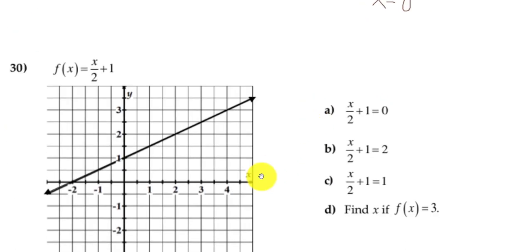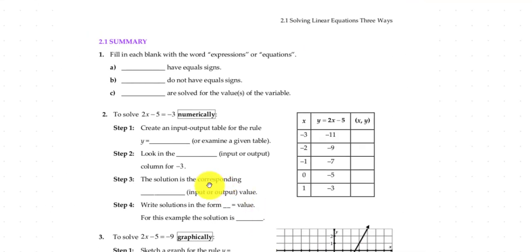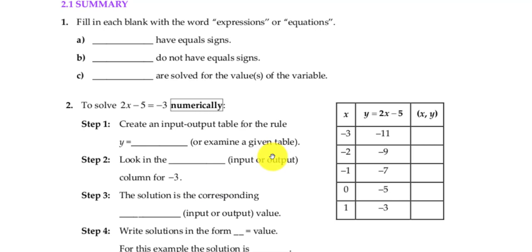There are some more practice problems down here that you should try. You're going to be drawing horizontal lines at 0, 2, and 1, and checking for the intersection. And then there's a summary on the next page. I strongly recommend doing the summary. Check your answers in the back of the book. If you have questions, we can chat on Zoom, and I'll help you work through the problems.